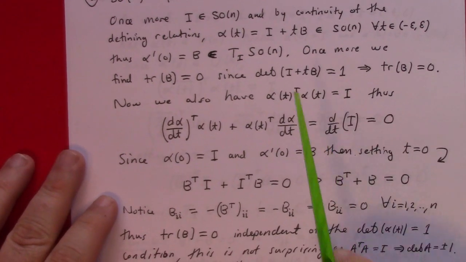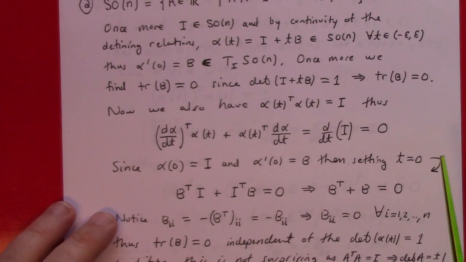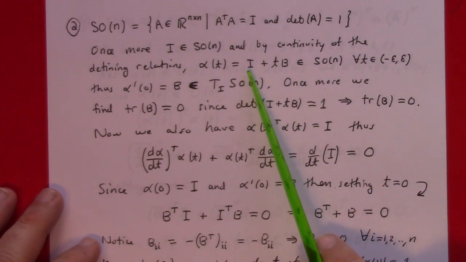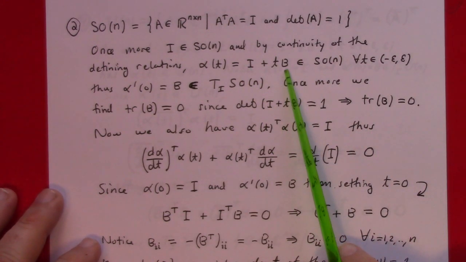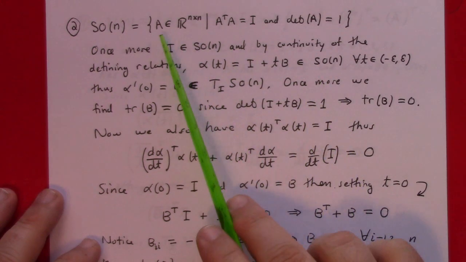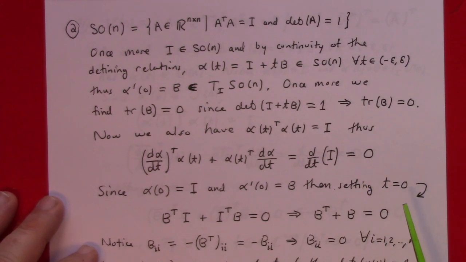So next up, SON. Again, I'll let you guys look through these, but basically every one of these arguments amounts to writing a curve at the identity. Notice that the curve has the form I plus tB, and then that will put B in the tangent space at the identity. And then we use the defining condition for the group and the problem 7.4 trick as appropriate.